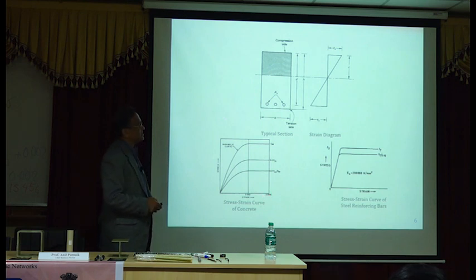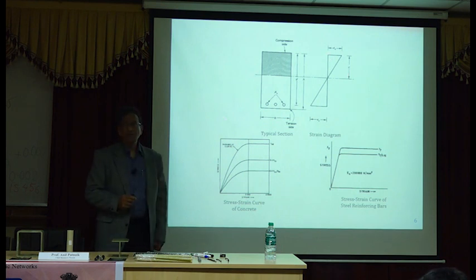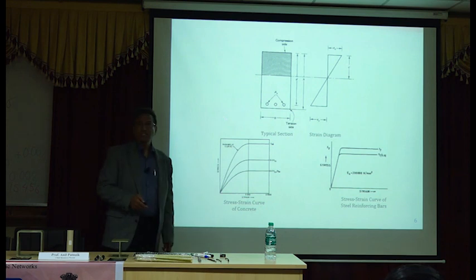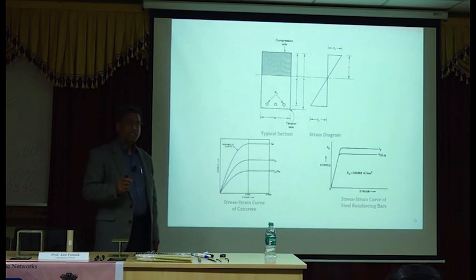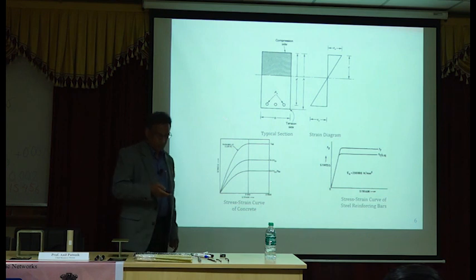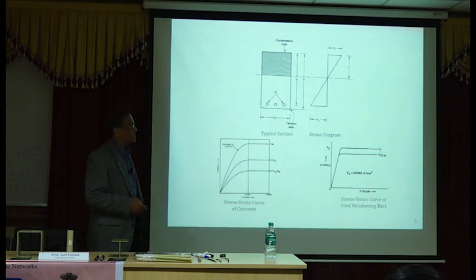That's another difference. In ACI we use the strain to be 0.003, whereas European and British standards and Indian standards use 0.0035. Australian standards use even higher. But if you do any strain compatibility analysis, it won't make any difference in the actual strength calculations. Moment strength will be about the same.